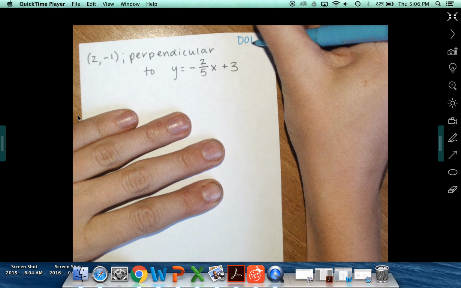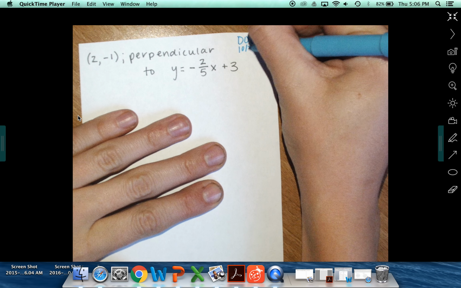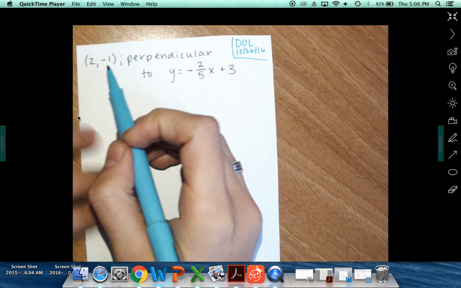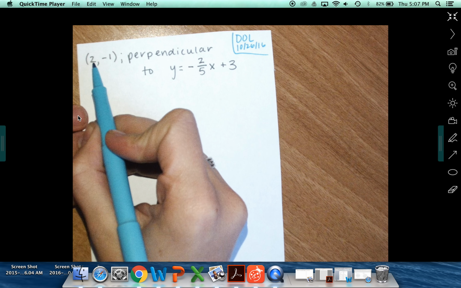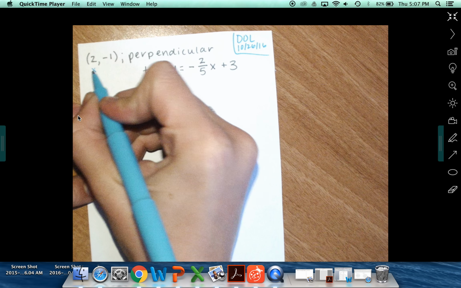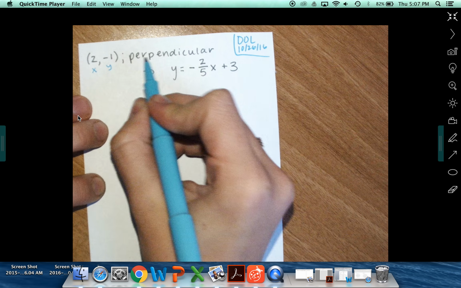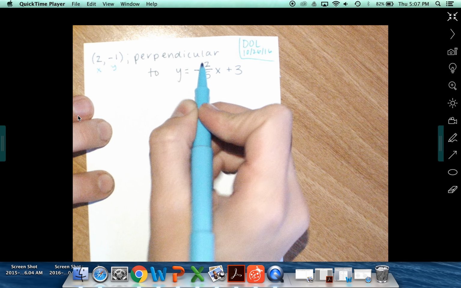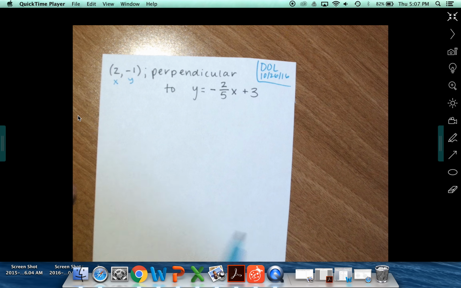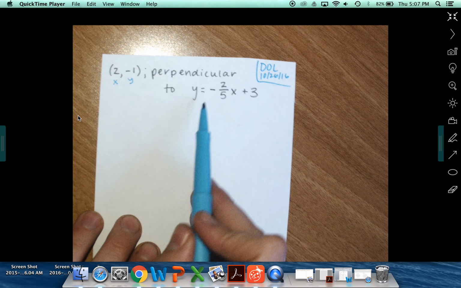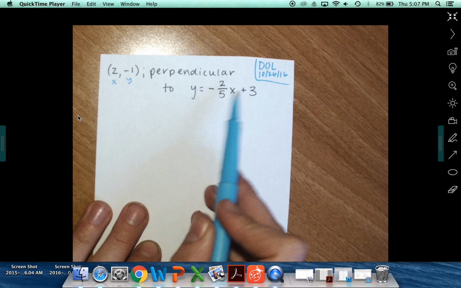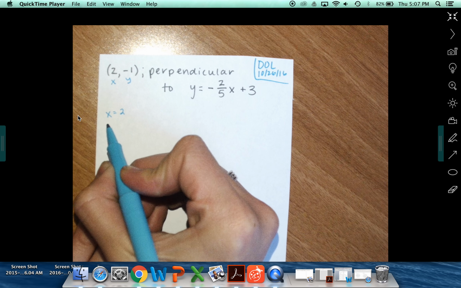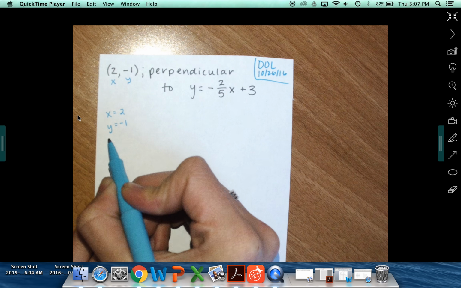This was our DOL from yesterday. I gave you guys, and I know it wasn't written on your paper, the point (2, -1), so our X and our Y. We were given a line that's perpendicular. That's super important. We were given a line perpendicular to y = -2/5 x + 3. So I knew my X value was 2 and my Y value was -1.